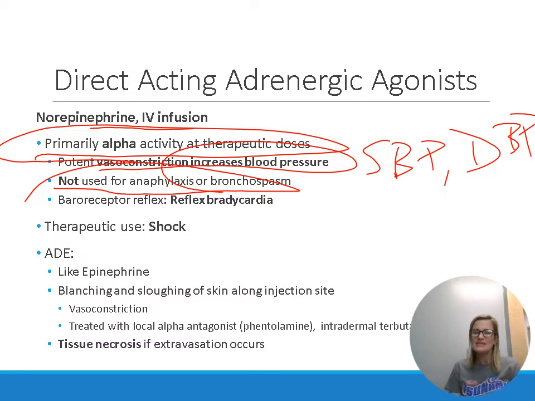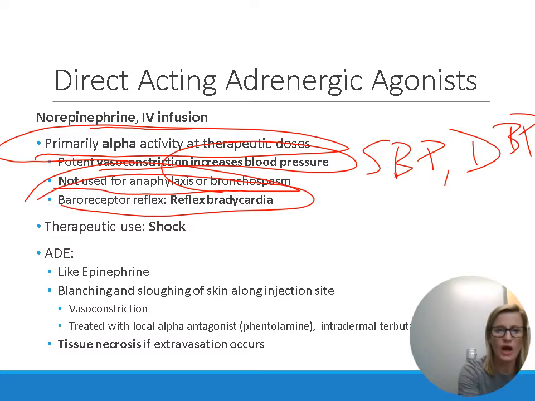Also, sometimes with norepinephrine, not only does it not increase heart rate, it can actually be associated with decreased heart rate, which seems weird. The decreased heart rate is not a direct effect, it is reflex. Because of the baroreceptor reflex, norepinephrine can cause some reflex bradycardia. The baroreceptor reflex, remember, is how we adjust our blood pressure.